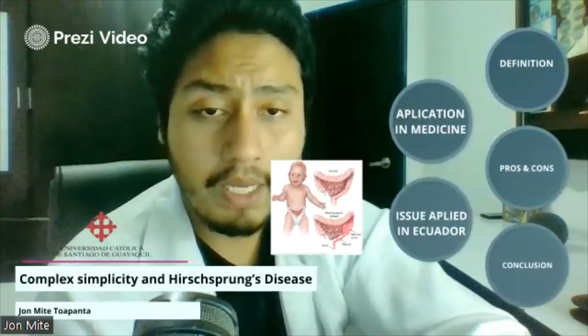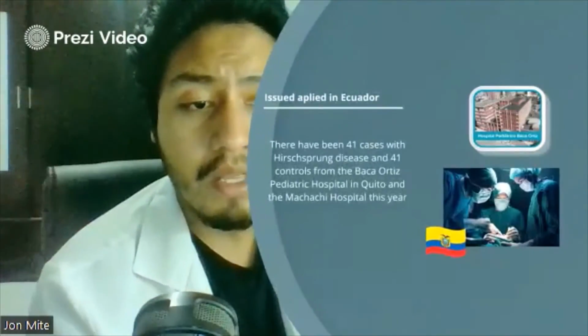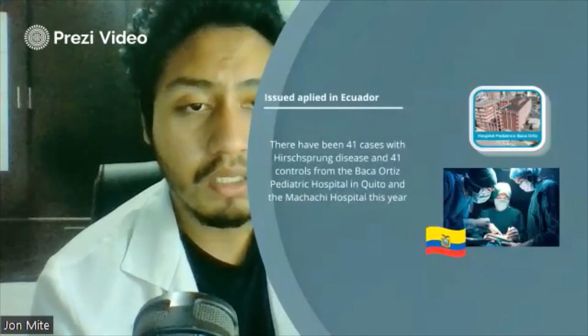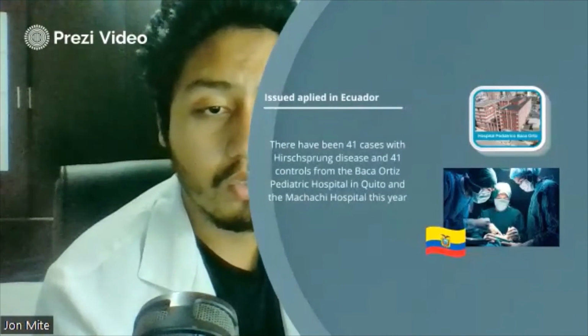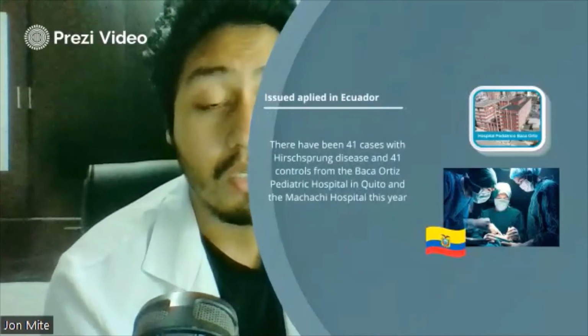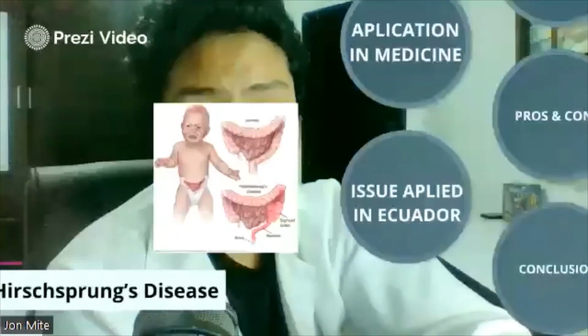The issue applied in Ecuador. There have been 41 cases with Hirschsprung disease and 41 controls from the Baca Ortiz Pediatric Hospital in Quito and the Machachi Hospital this year.